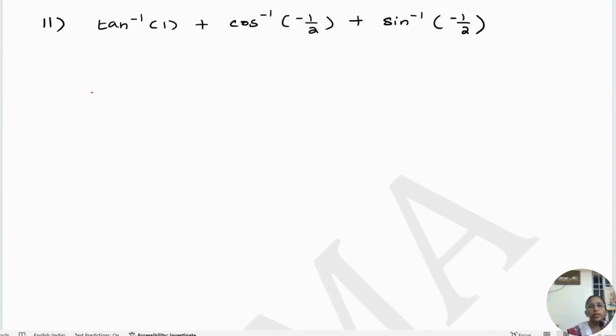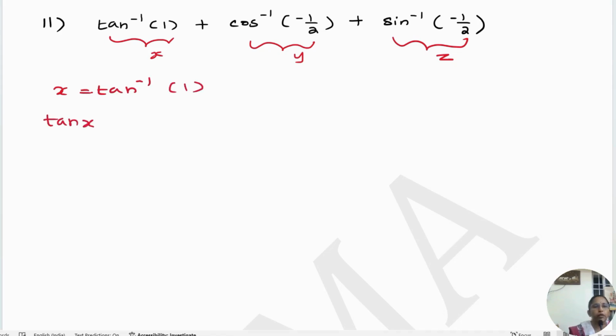And coming to the 11th question, it is a combination: tan inverse of 1 plus cos inverse of minus 1 by 2 plus sin inverse of minus 1 by 2. So you can consider the first term as x, the second as y, and the third term as z. So x is equal to tan inverse of 1. So tan x is equal to 1, that is tan x is equal to tan 45, that is pi by 4. The range of tan inverse is minus pi by 2 to plus pi by 2. So tan inverse of 1 is nothing but our principal value, which here is pi by 4.